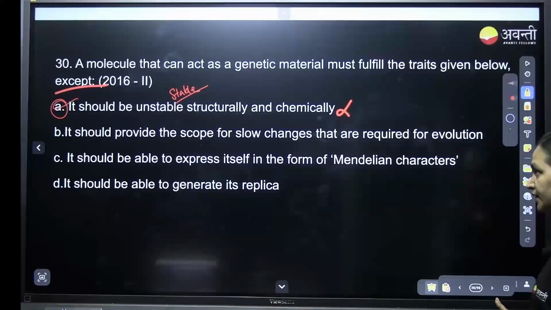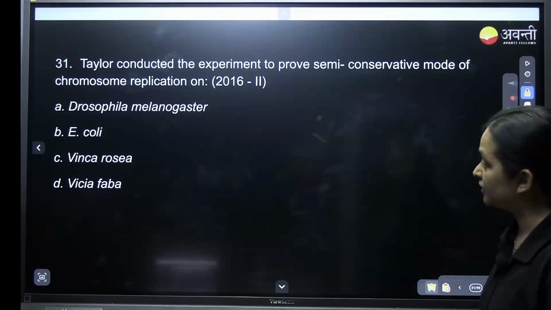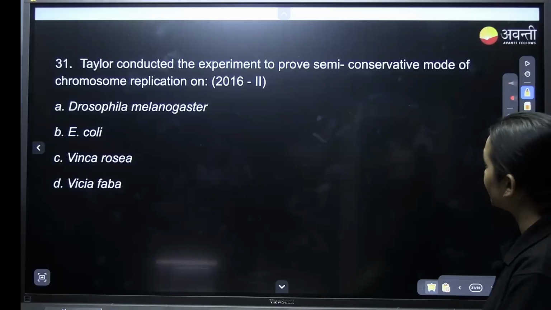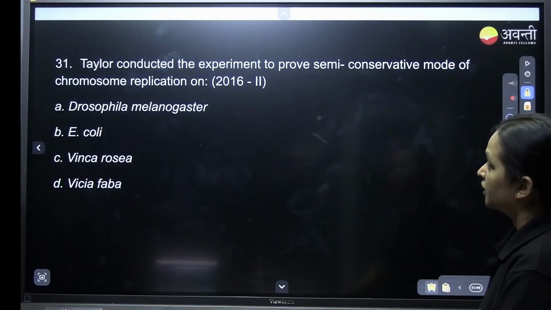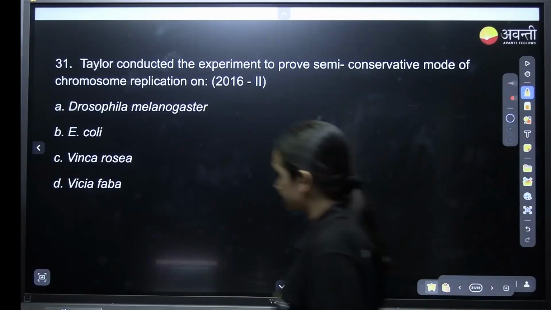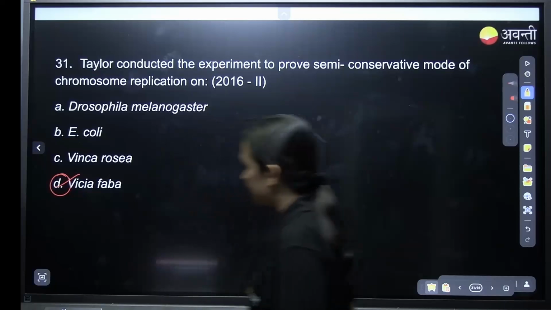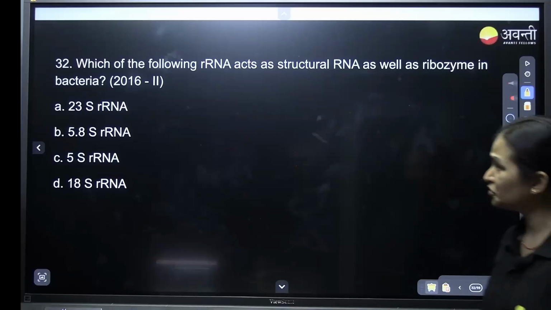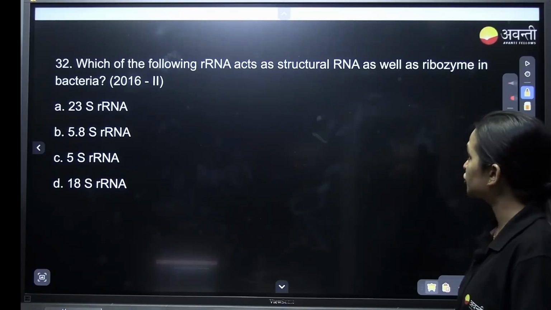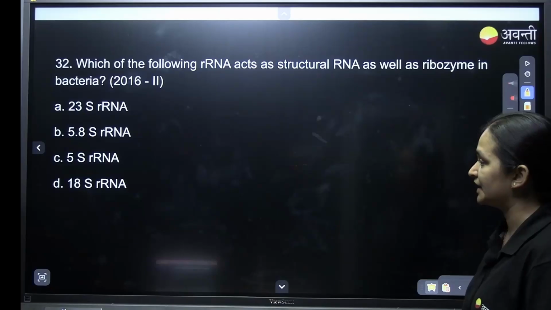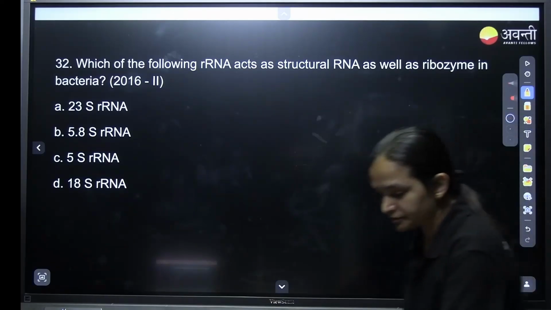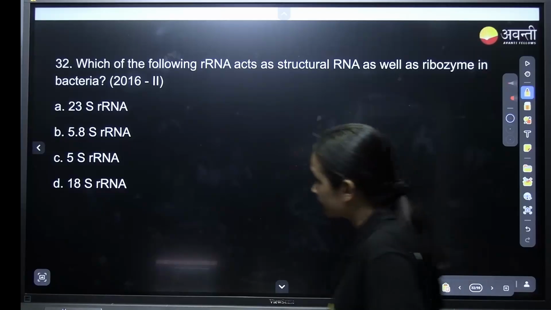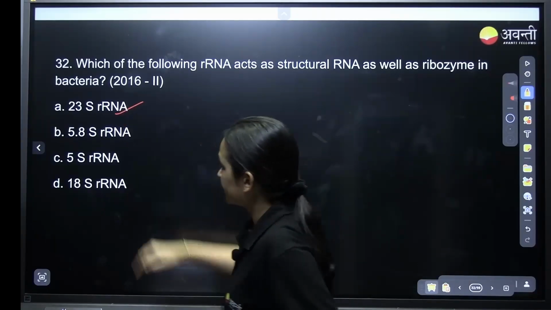Correct option. It has got the wrong statement. Taylor conducted the experiments to prove semi-conservative mode of chromosome replication. Option D, Faba beans. Yes. Which of the following rRNA acts as structural RNA as well as ribozyme in bacteria? 23S rRNA. Yes, 23S rRNA. Option A is the correct answer.